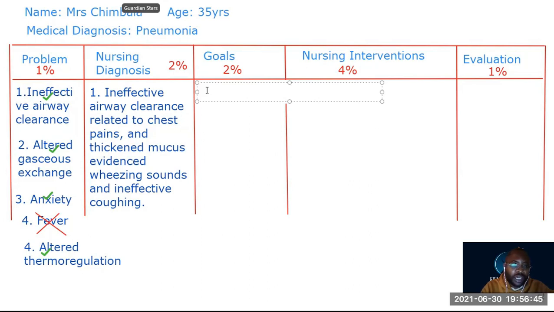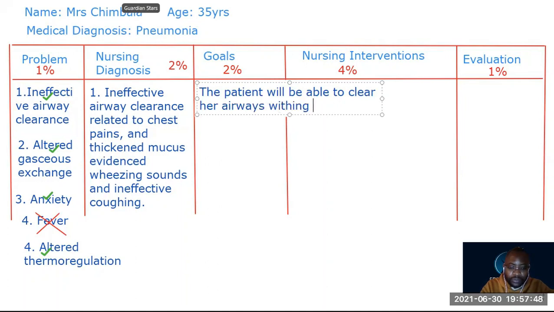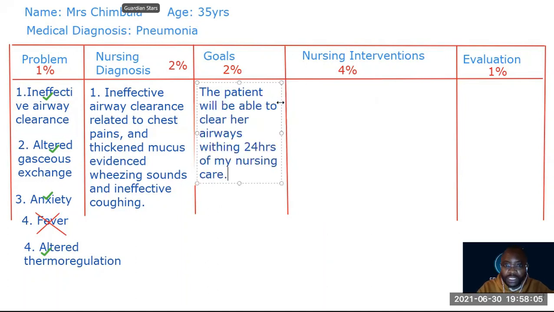Here my patient is having a challenge with breathing. They have ineffective airway clearance. This is an urgent case. So I want to make sure that this patient of mine is able to clear their airways at least within 24 hours. So the patient will be able to clear her airways within 24 hours of my nursing care.